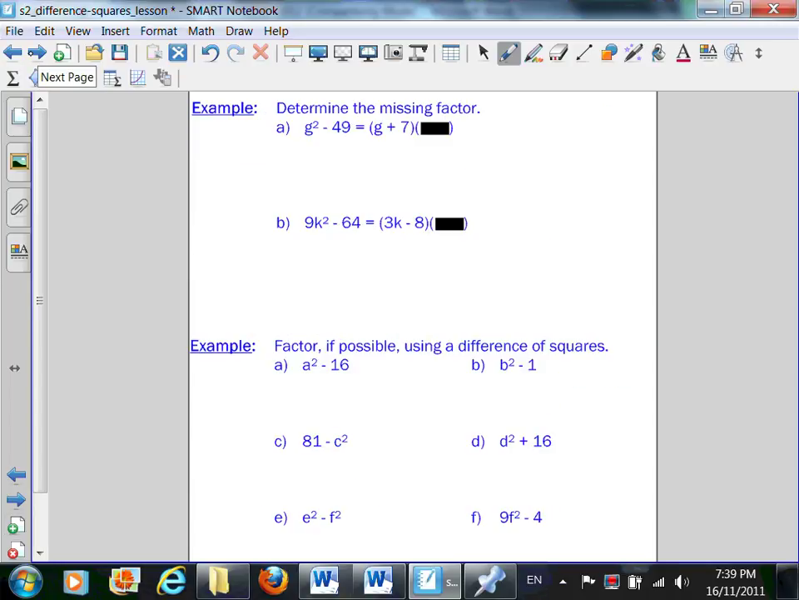So, let's do some factoring. We have g squared minus 49. It gives us one of the brackets. We have to come up with the other one. So it says g plus 7. Well, remember, the brackets are exactly the same, except the only difference is the sign in the middle. So the thing that's missing is g minus 7, just changing the plus sign to a minus sign. If we have 9k squared minus 64, one bracket is 3k minus 8. The other bracket is going to be the exact same thing except the sign changes. So it's 3k plus 8.